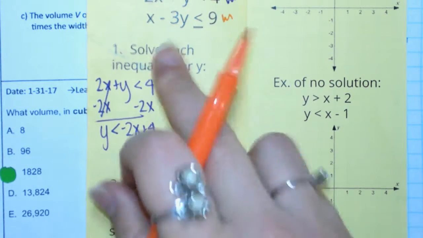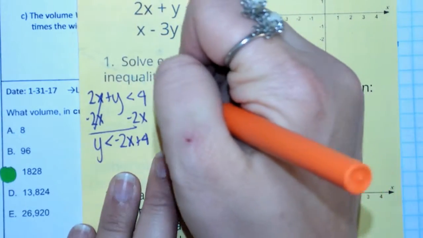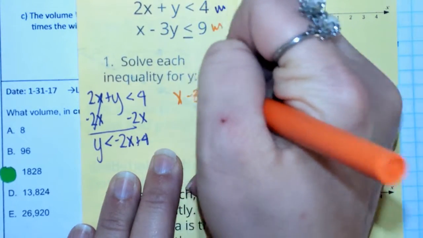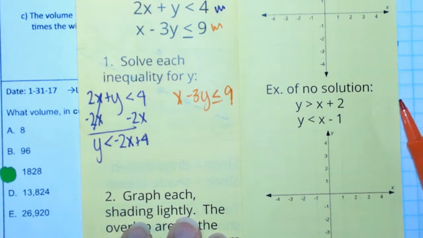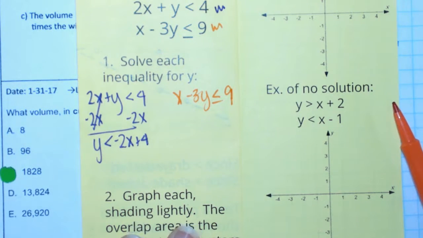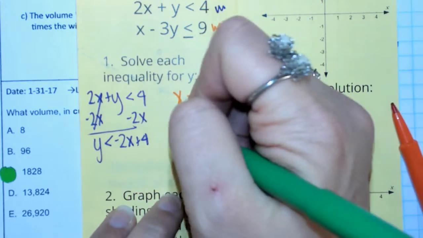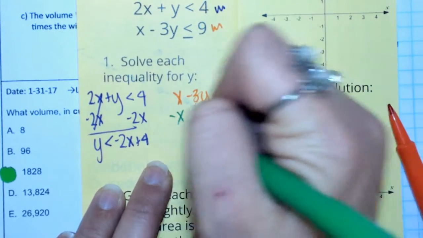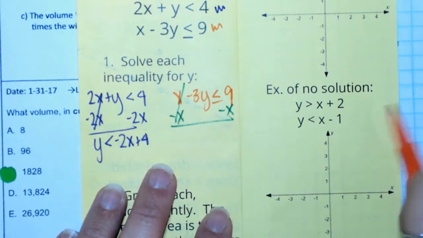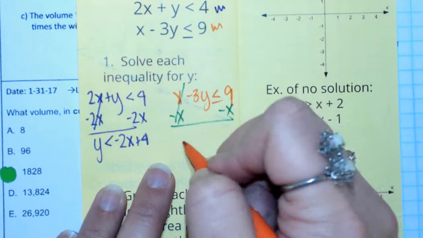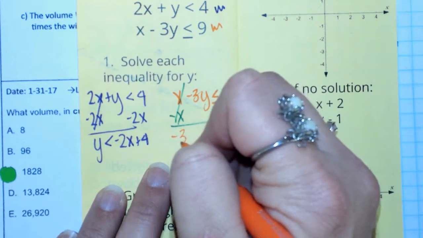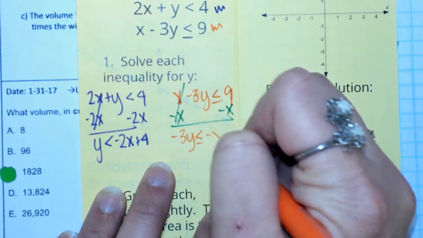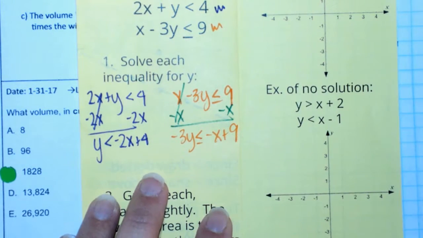All right, now I need to solve my second one for y. So we have x minus 3y is less than or equal to 9. All right, what do I need to do first here? Subtract x. Awesome. Can I combine that 9 and the x? No, you cannot. Why can I not? They're not like terms.